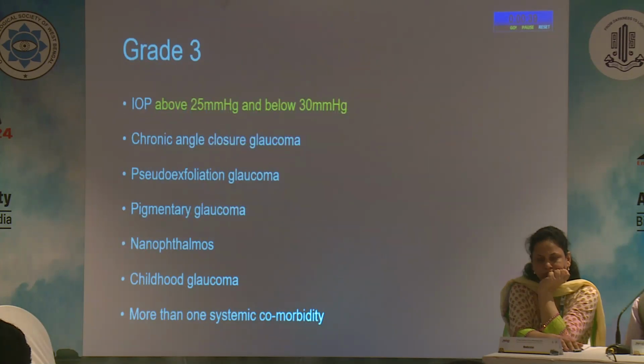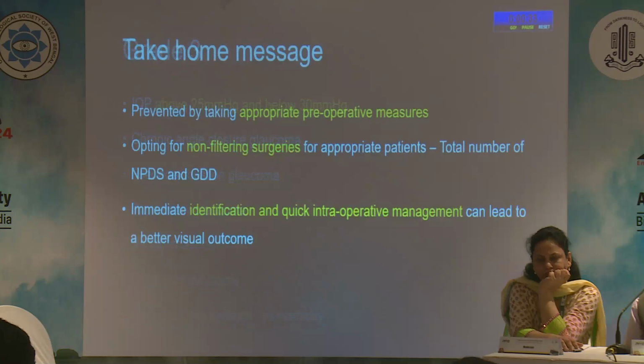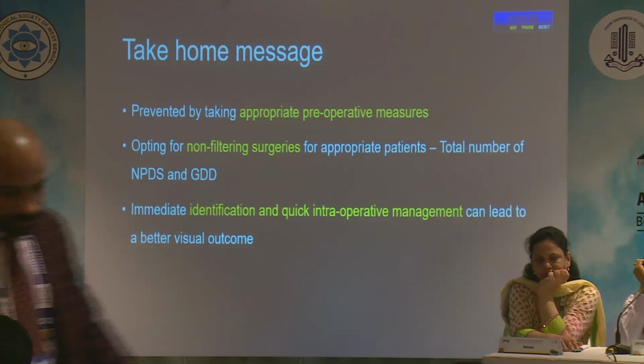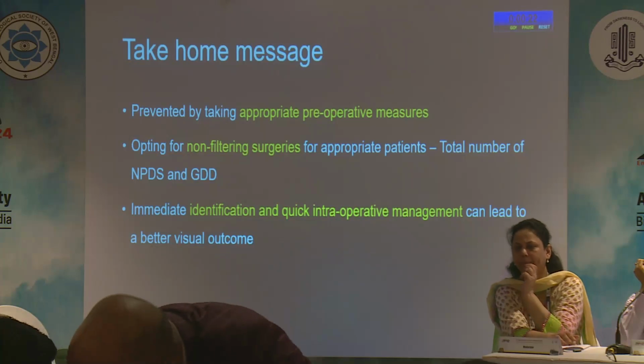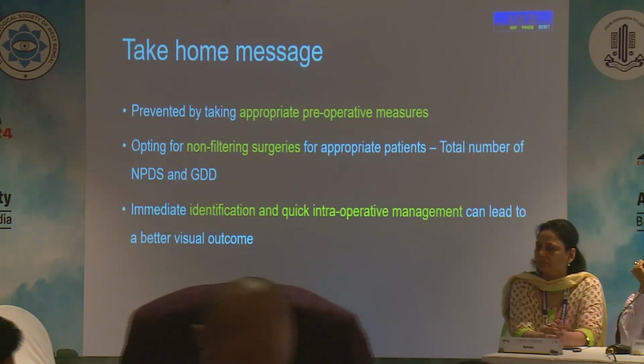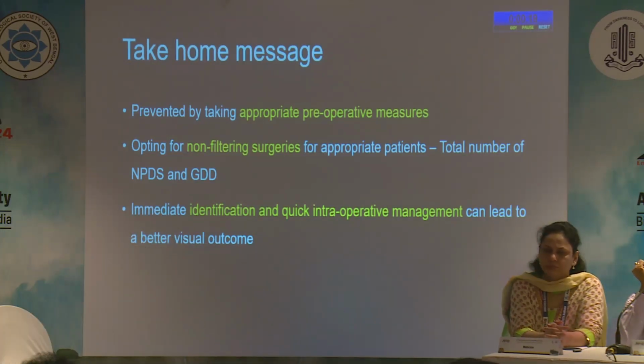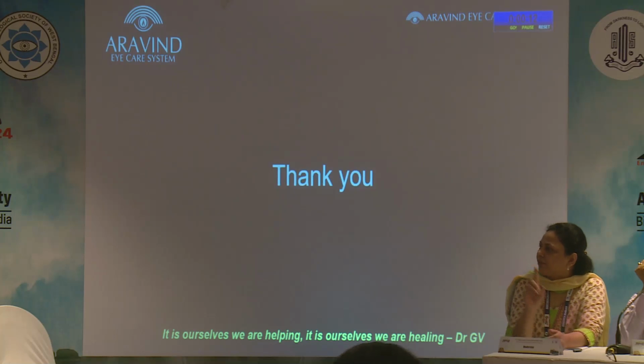Now, the idea behind the grouping is to help the surgeon decide on the surgical modality of choice with ease and with a clear understanding of the risk involved. So the take-home message would be: expulsive suprachoroidal hemorrhage is a dreaded complication but avoidable. It can be prevented by taking appropriate risk stratification measures, opting for non-filtering surgeries for appropriate patients, and immediate identification and quick intraoperative management, which includes stopping the surgery and closing the wound. Thank you.